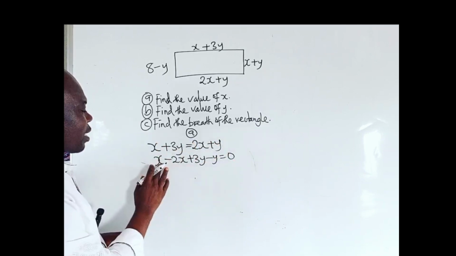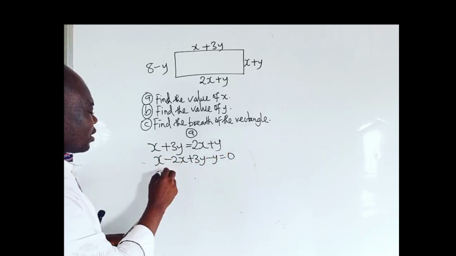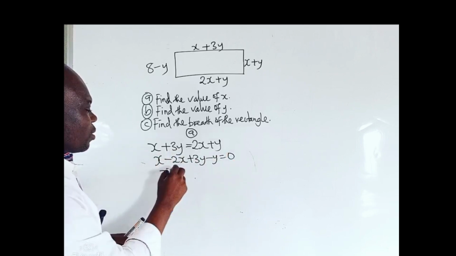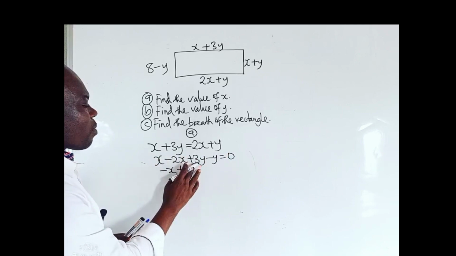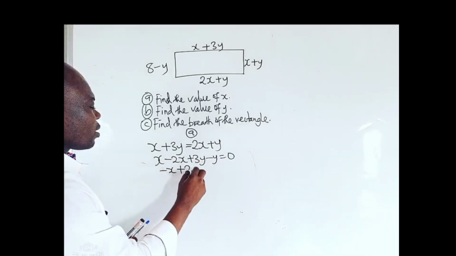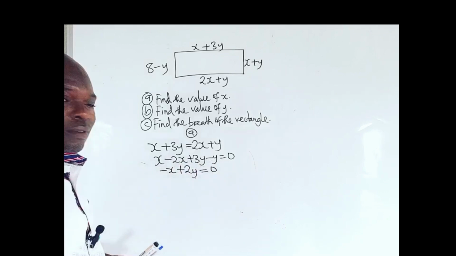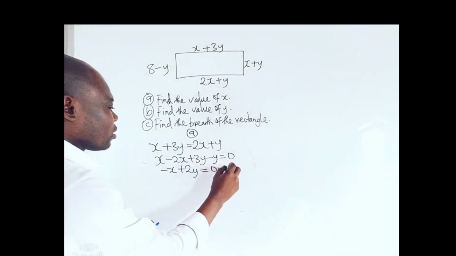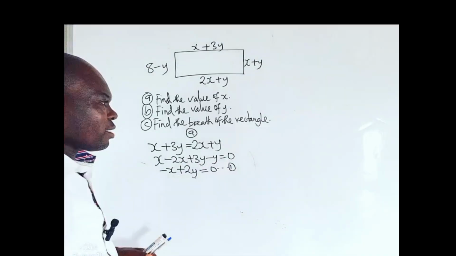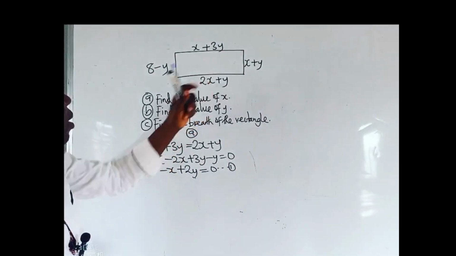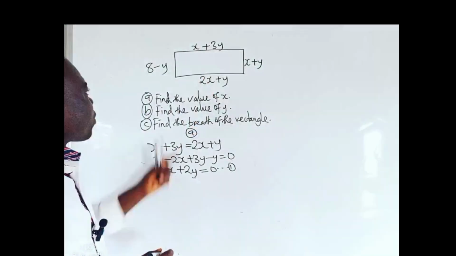Okay, x minus 2x will give us negative x plus 3y minus y will give us 2y equals 0. That's equation 1. Okay, going by this, then we take the second one, the breadth.